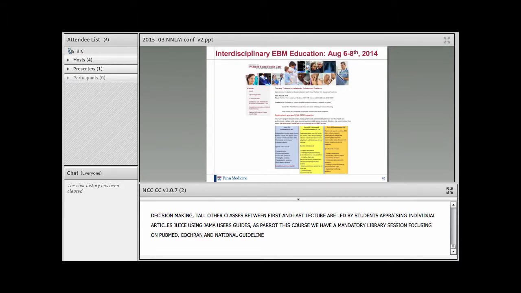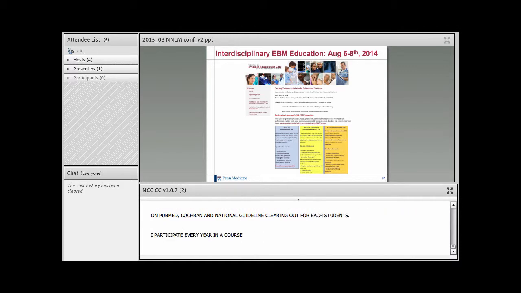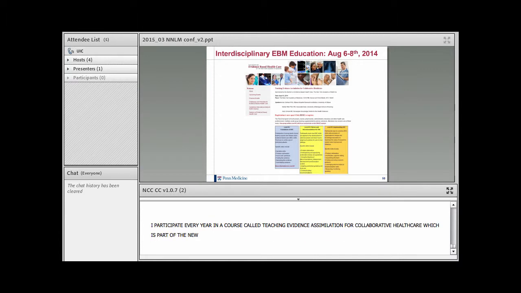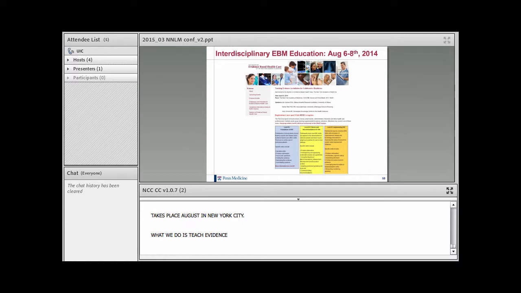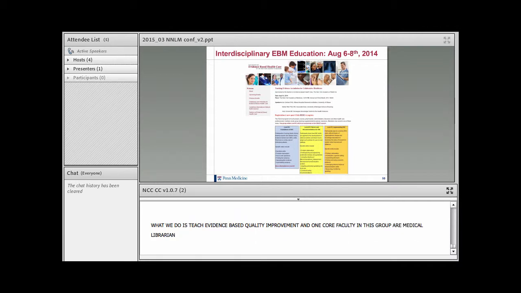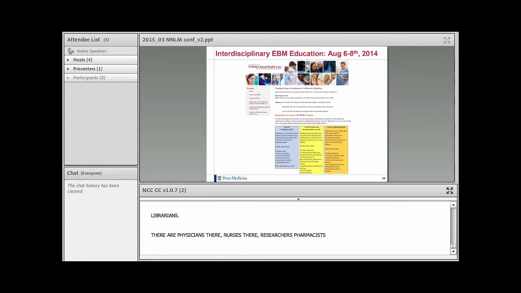I participate every year in a course called Teaching Evidence Assimilation for Collaborative Healthcare, which is part of the New York Academy of Medicine. It takes place every August in New York City. And what we do is teach evidence-based quality improvement. One of the core faculty in this group are medical librarians. There are physicians there. There are nurses there. There are researchers there, pharmacists, administrators. So it's really a nice opportunity for everyone to get together and learn about these processes.